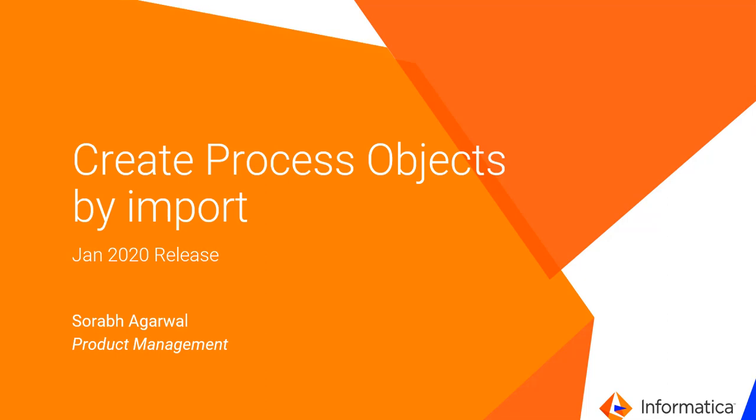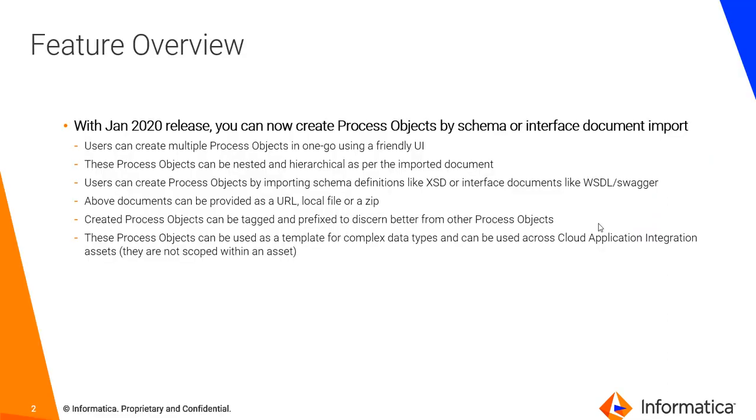But over time, these objects can get very complex because they can have nested hierarchies and many fields, and it becomes very difficult for anybody to create them. So as part of the January 2020 release, we now offer creating process objects by importing either a schema definition or an interface document. Schema definitions, for example XSD, have a definition for a complex type which we leverage.